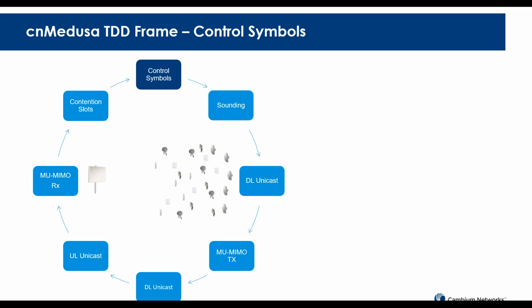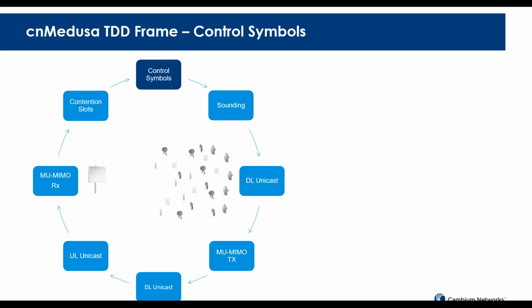All these operating modes are used within each one of the TDD frames by the PMP450M access point. Here we see the different types of symbols that are transmitted in the downlink direction and in the uplink direction in every frame. We'll walk through each one of them to see which mode is used for which type of symbol. This happens every frame, and from symbol to symbol, the access point can switch from one operating mode to another without needing any guard band.